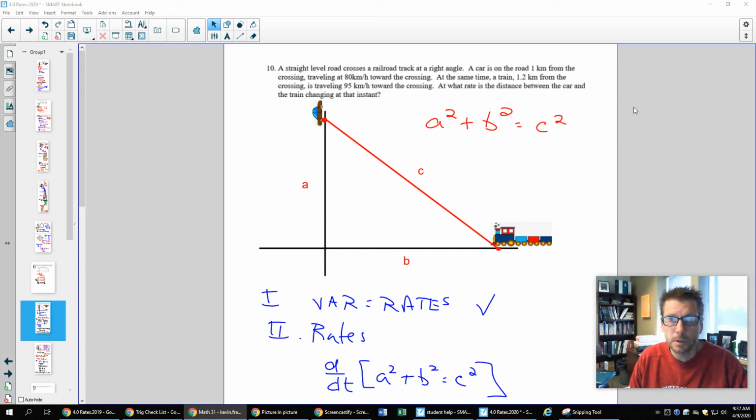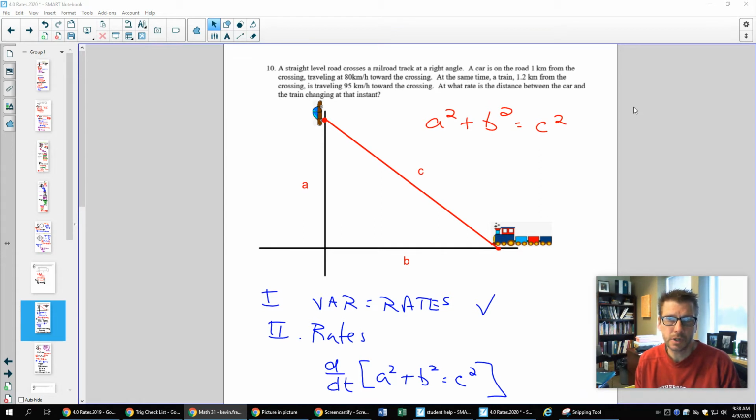Hey guys, I thought I would do a quick little question and answer here about question number 10, cars and trains and the distance they're traveling. So when we're looking at questions like number 10 or questions like number 8, which is a cone, we don't start with rates, we put rates into the problem. So we have to have a formula to begin with.